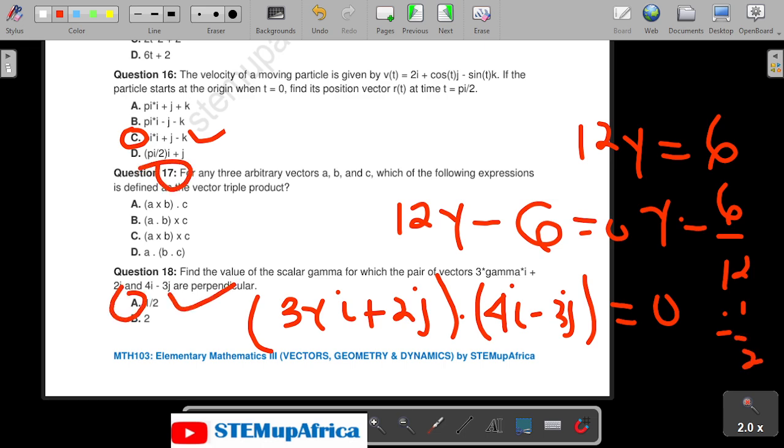So we didn't answer number 70. Let's go for it. It says for 3 arbitrary vectors A, B, and C, which of the following expressions is defined as a triple product? As a triple product, which we've done earlier, it is A cross B dot C. That is option A. Let's go to the next.